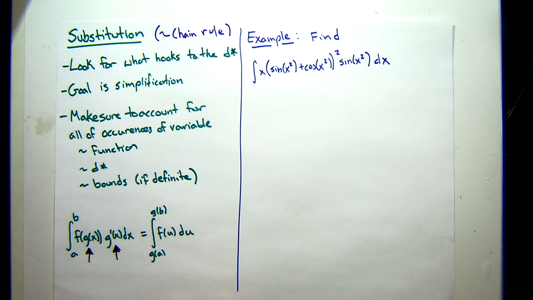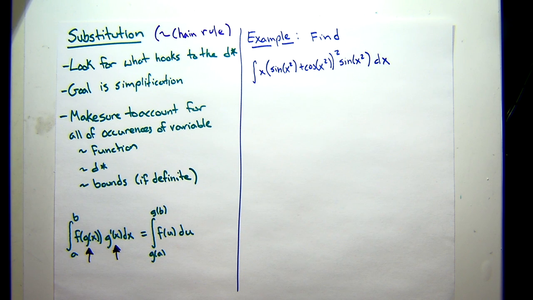All right, so let's do an example. I want to find the integral of x times sine of x squared plus cosine of x squared, and that whole expression squared, times sine of x squared dx. What a weird, very messy and ugly expression. Thoughts? What can we do?